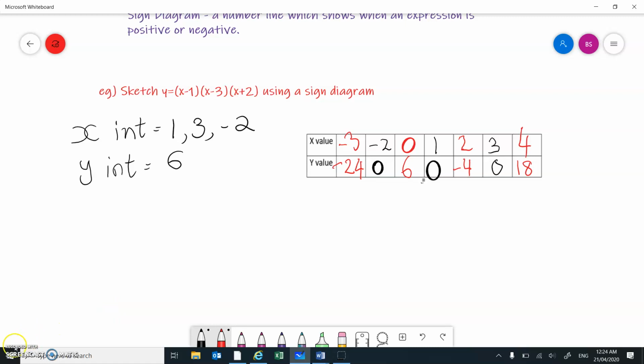So how does that help us draw the sign diagram? Our sign diagram is a number line, remember? So you just need to draw a straight line.